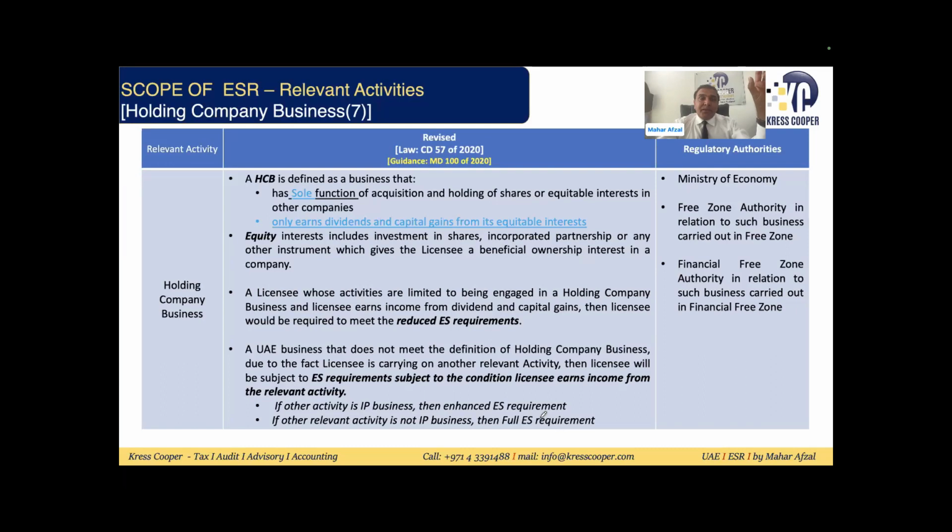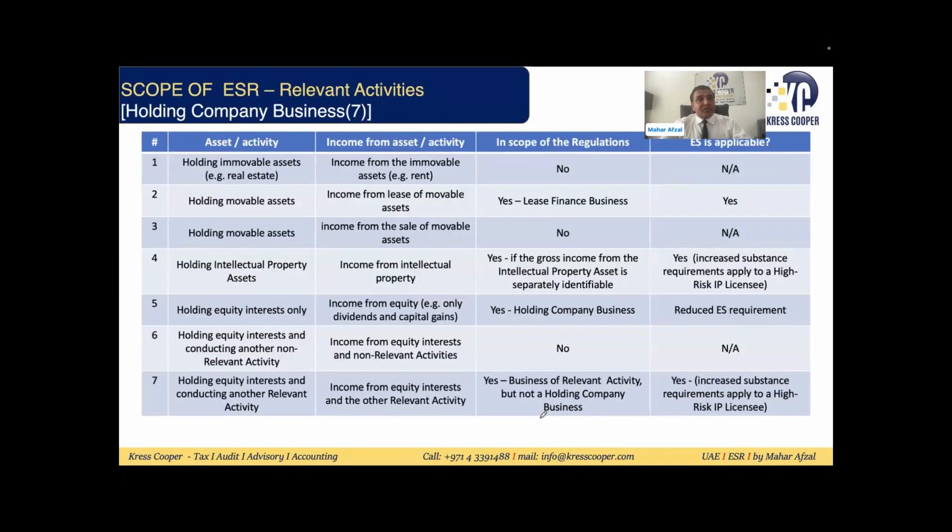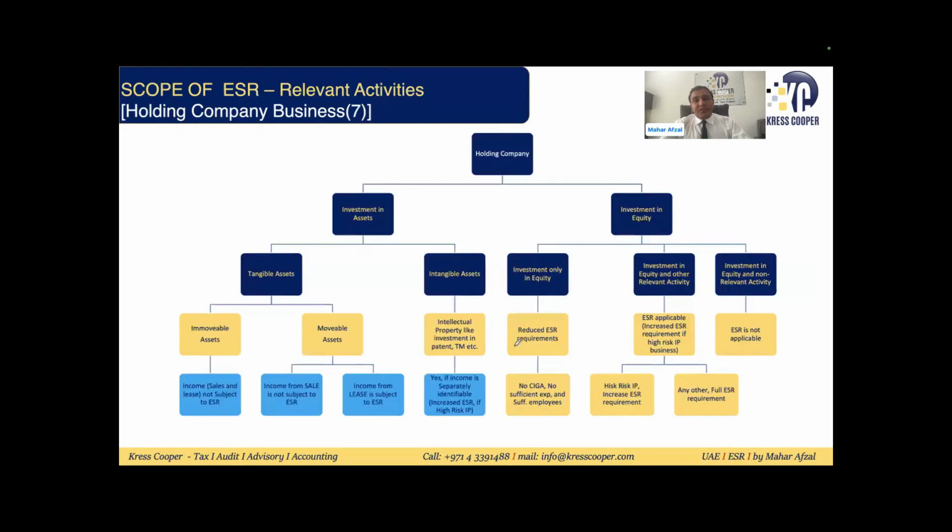And if the company is making investment in equity along with equitable interest, and along with this they are conducting any non-relevant activity, then it will be assumed that the company is not involved in any relevant activity. So for the holding company, the reduced economic substance requirement we'll discuss in detail next time. So for the holding company, just look into this example.